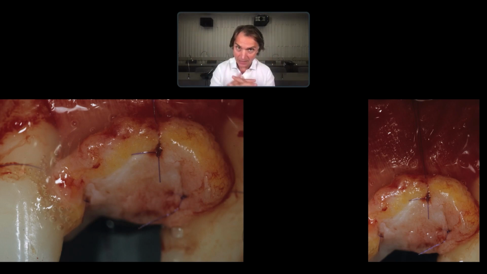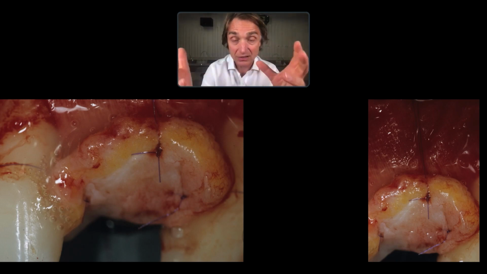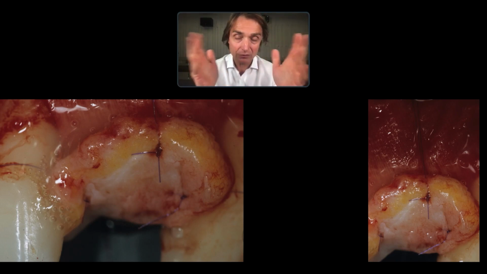Now, please, I want to stop here a little bit. I'm going to show you something better that we do today, okay? But I just want to show you that if you would use a palatal graft, and if you get really lucky, what would happen?